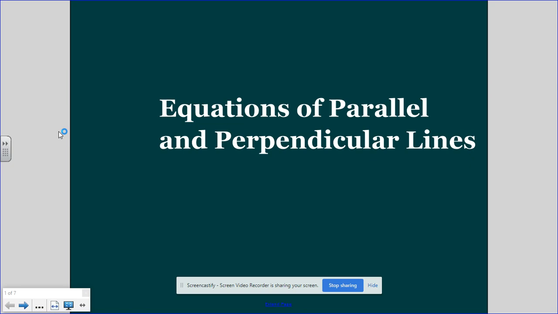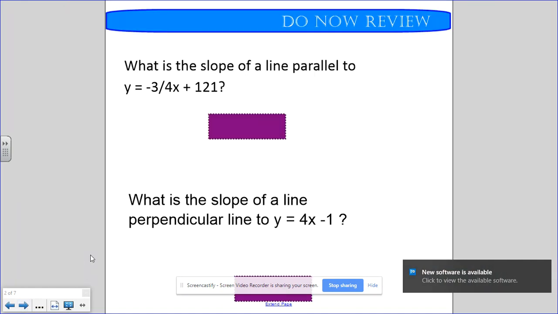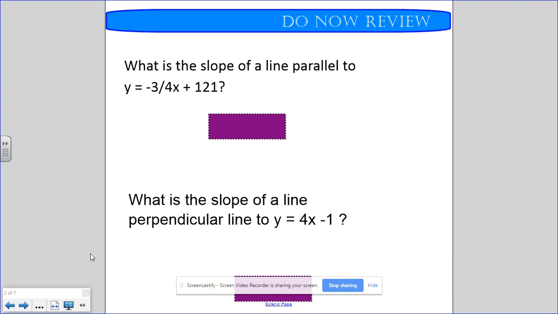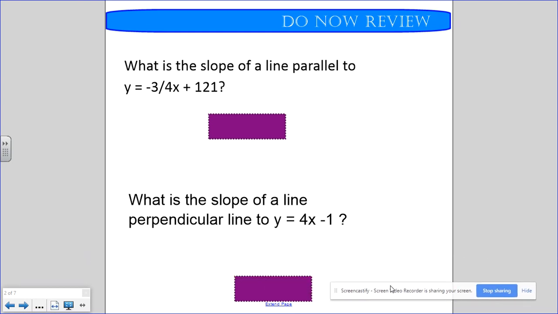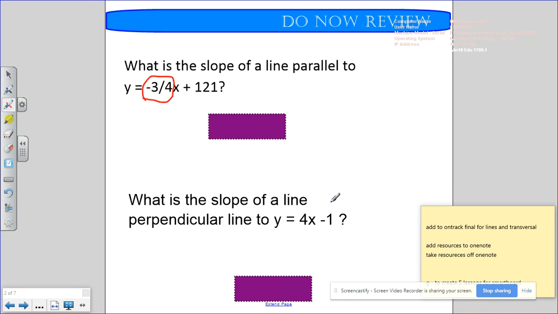All right, guys, since we have talked about slopes of parallel and perpendicular lines, we're going to move into equations of parallel and perpendicular lines. So the do now, you had a couple of problems on the Nearpod. What's the slope of a line parallel to this one? Remember, we're only at this point looking at slope, so just this number.